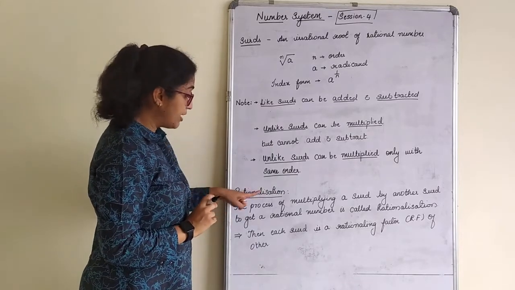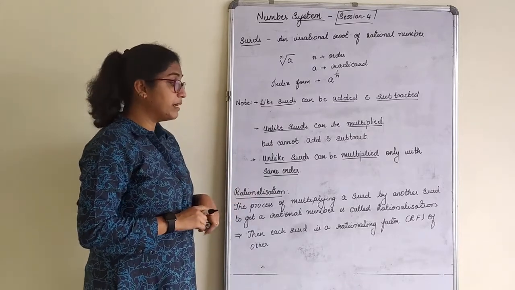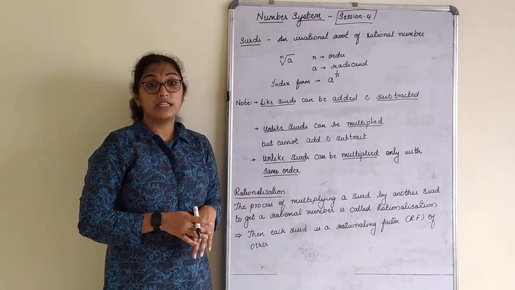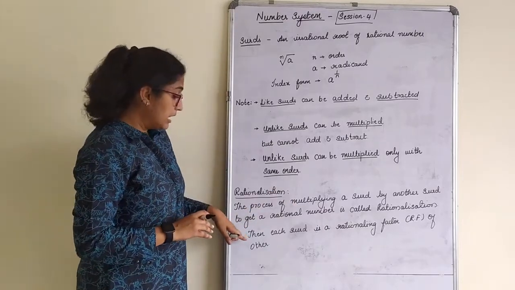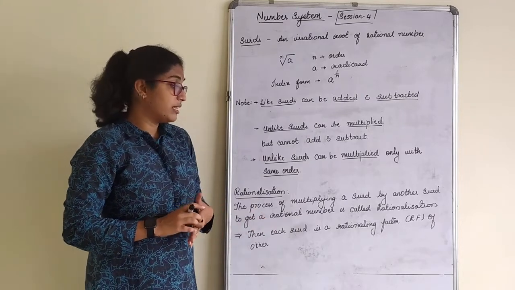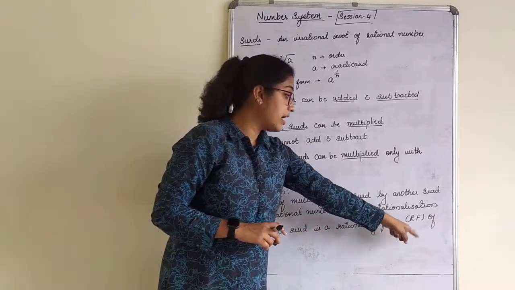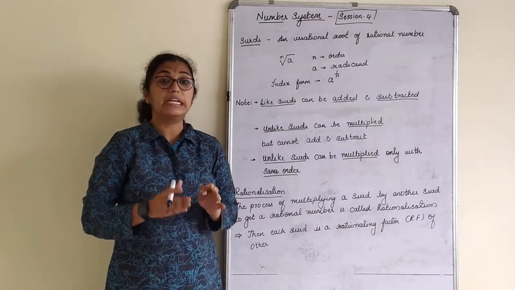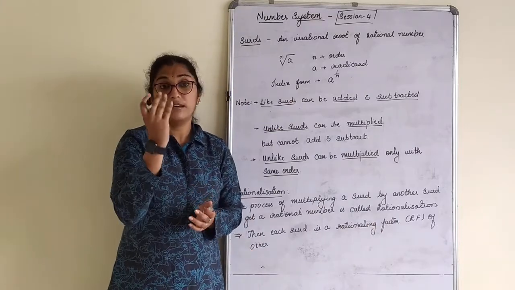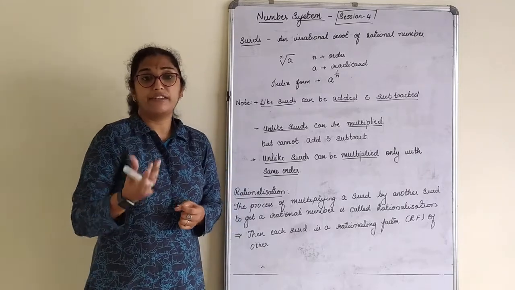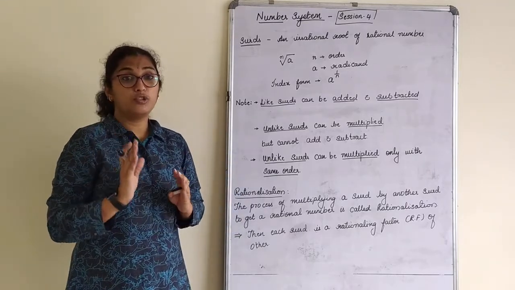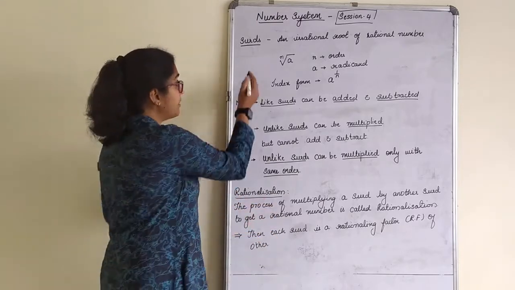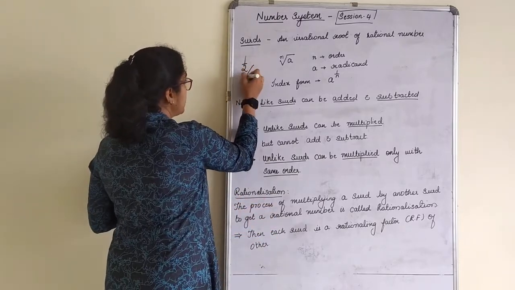Next part, rationalization. The process of multiplying a surd by another surd to get a rational number is called rationalization. Then each surd is a rationalizing factor, which is called the RF of the other. Now we know that when we write a rational number or a fraction, the denominator should always be a rational number. So if I write say 1 by 2, it is a correct form.